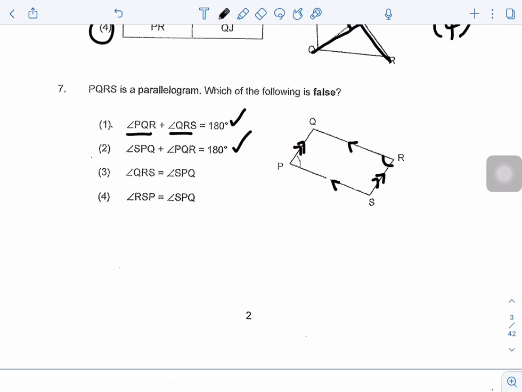QRS is here, is equal to SPQ. This is correct as well. Let's see the last one. RSP is over here and SPQ is here. These two are not the same. This is the C rule. These two angles here and here, they add up to 180, but they are not the same angle. So this is wrong. The answer is 4.